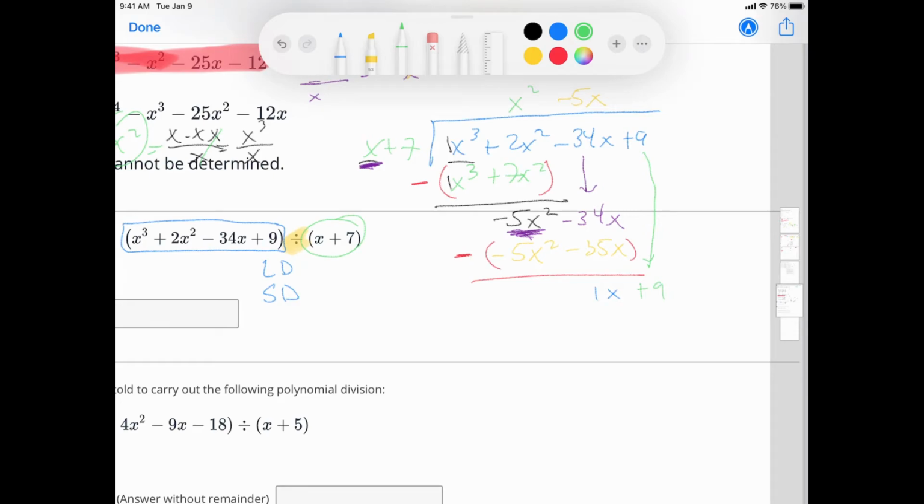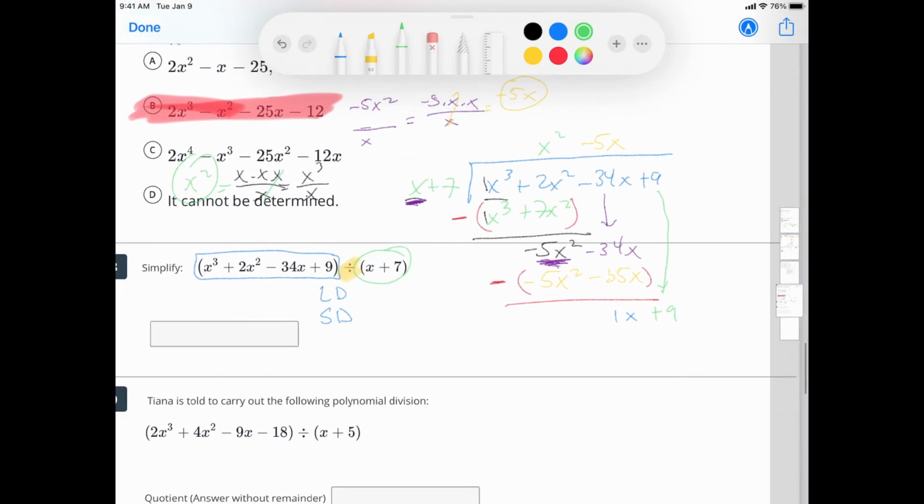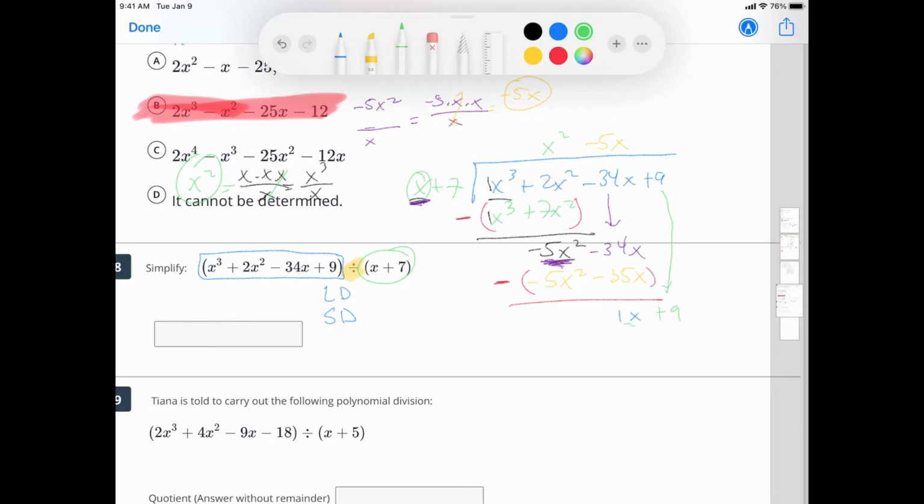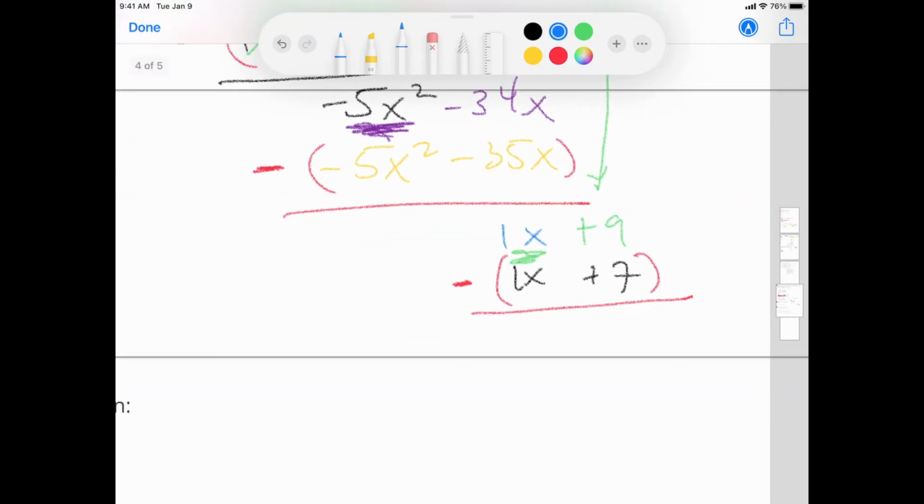And then you're going to do the same thing. How many times does the green x over here go into this one? Well, they cancel. Cancel is not 0, it's actually 1. So we're going to put a plus 1 here. We're going to go ahead and distribute. x times 1 is going to be 1x, or just x, and 1 times 7 is going to be 7. So let's go ahead and do that: 1x plus 7. And we finish this up by subtracting. 1x minus 1x is 0, and 9 minus 7 is 2.